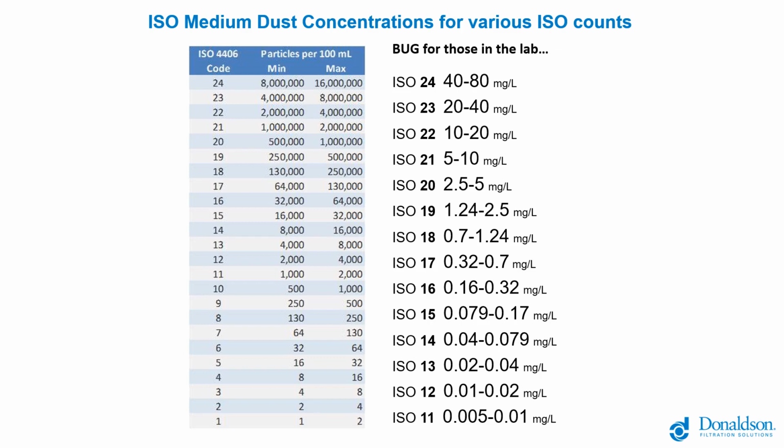You're talking 1 to 3/10 of a milligram per liter. To go up to a 23, like we saw in that sample from the particle counter readout, you're talking 20 to 40 milligrams per liter. So it goes up quickly as you go up this chart. The number of particles and the milligrams of debris it takes to contaminate that level goes up quickly. So keep that in mind as we continue to look at some examples of this.